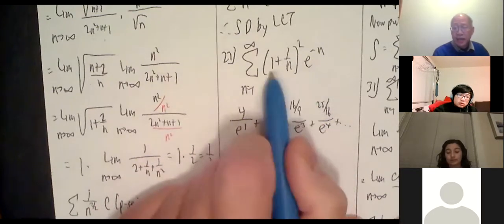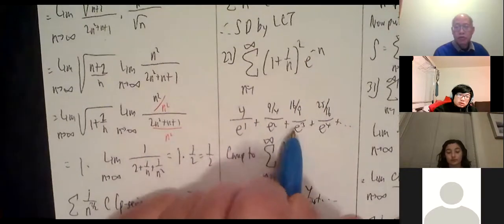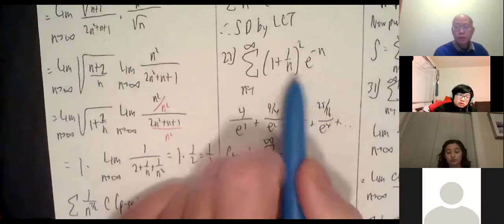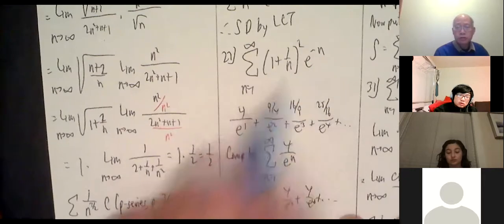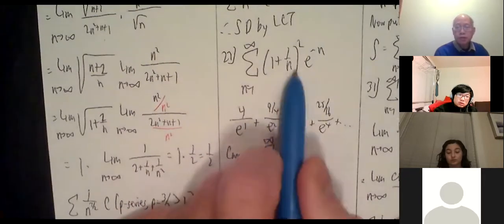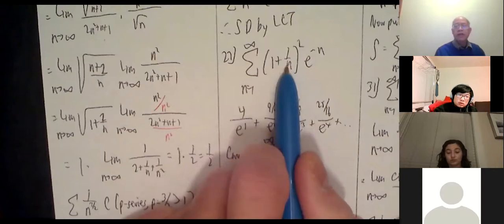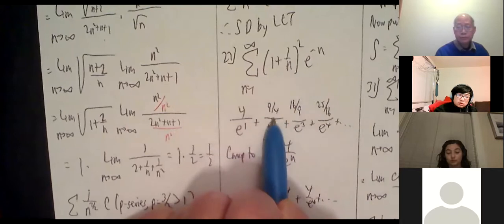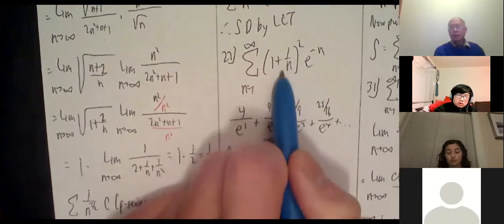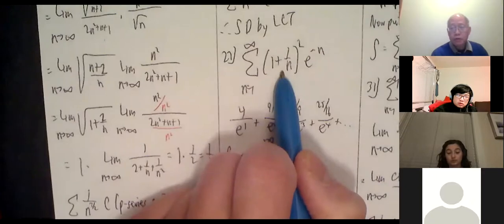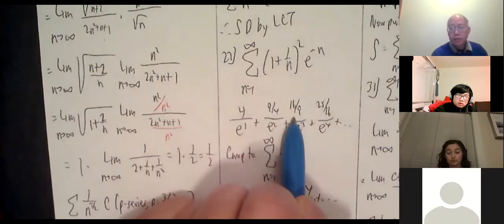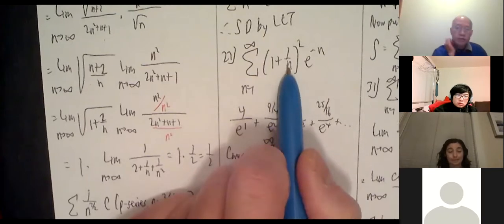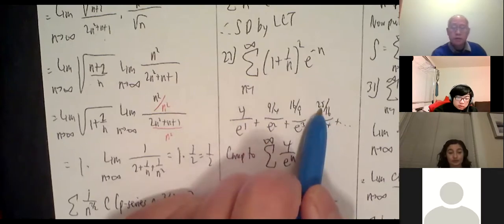That's like e to the n on the bottom, right? So e to the first, e squared, e cubed, e to the fourth. Plug in 1. 1 plus 1 is 2. 2 squared is 4. Plug in 2. 1 plus a half is 3 halves. 3 halves squared is 9 fourths. Plug in 3. 1 plus a third, 4 thirds. 4 thirds squared, 16 over 9. Plug in 4. 1 plus 1 fourth, 5 fourths. 5 fourths squared, 25 over 16.